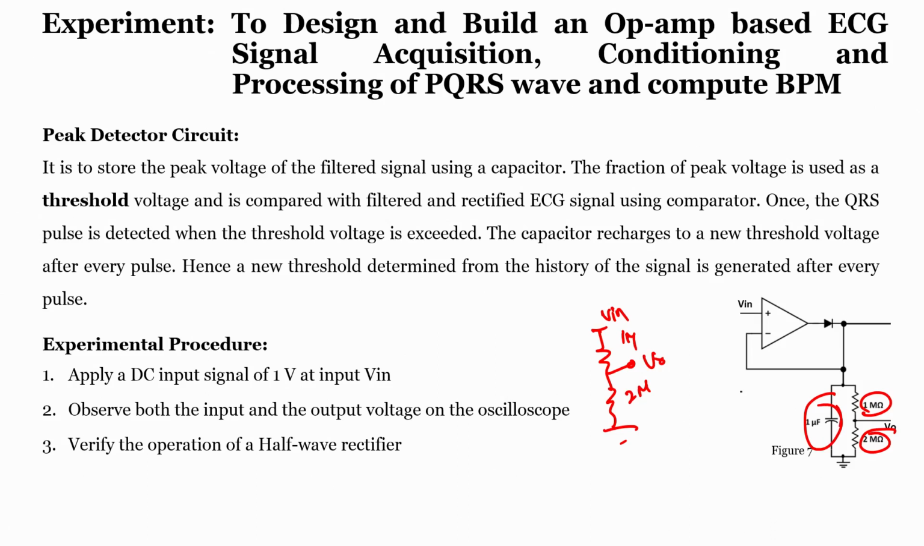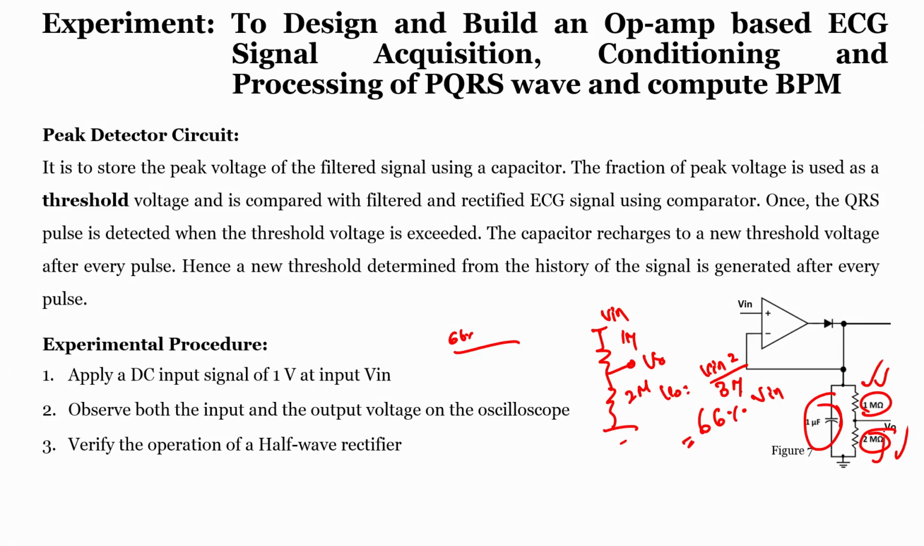The capacitor will be charged to the peak voltage value. Let us consider that as V in. So, V out is nothing but V in times 2 mega divided by 3 mega. So, 2 by 3 is how much? 66%, right. 2 by 3 is 66% of V in. That means we are setting a threshold at 66%. If you want to set it at 75% or 50%, we can change the resistance values in such a way that it always gives 70% or 65%, whatever percentage of thresholding we require.